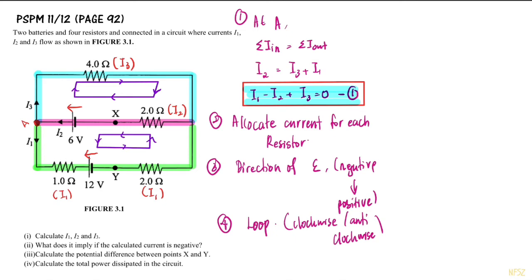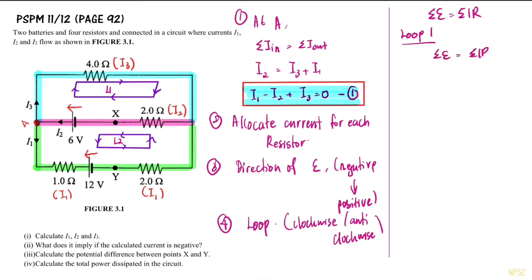So kita dah ada first equation. So bila kita dah ada loop, kita dah settle ni, kita boleh apply Kirchhoff second law. Kirchhoff second law, kita kena buat summation EMF equal to summation IR. Dan kita kata this is first loop, second loop. For loop 1, summation EMF sama dengan summation IR.